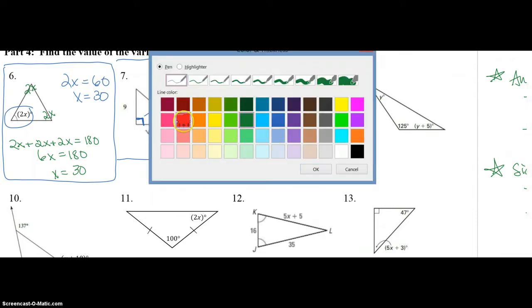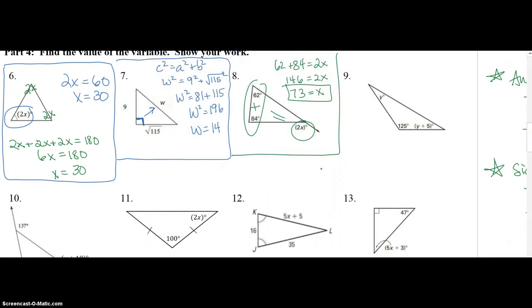Okay, so next, I had a lot of questions on this one in class. You are given 3 angles in a triangle. What do you know about 3 angles in a triangle? They add up to be 180. So, y plus y plus 5 plus 125 equals 180. It does not matter what order you do that in. y plus y is 2y. 5 plus 125 is 130. If you subtract 130 from both sides, you get 50. And if you divide by 2, you get y is 25.